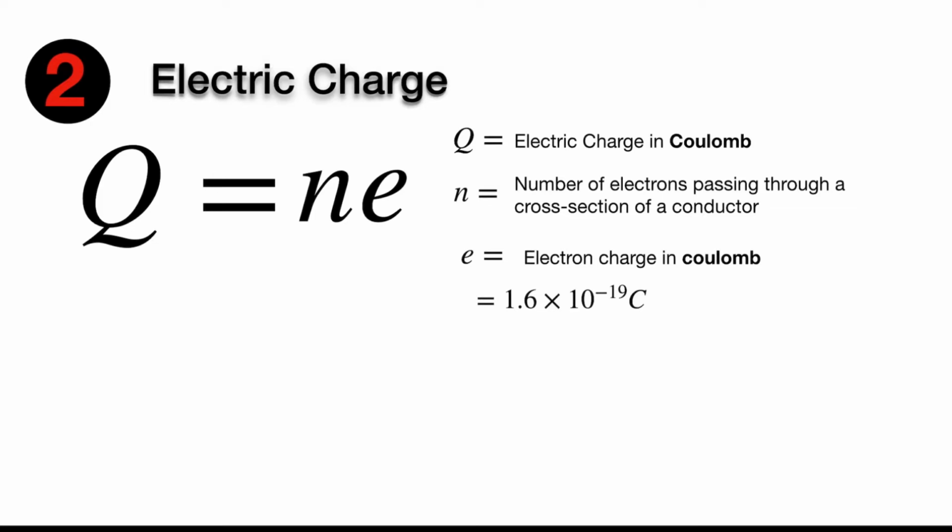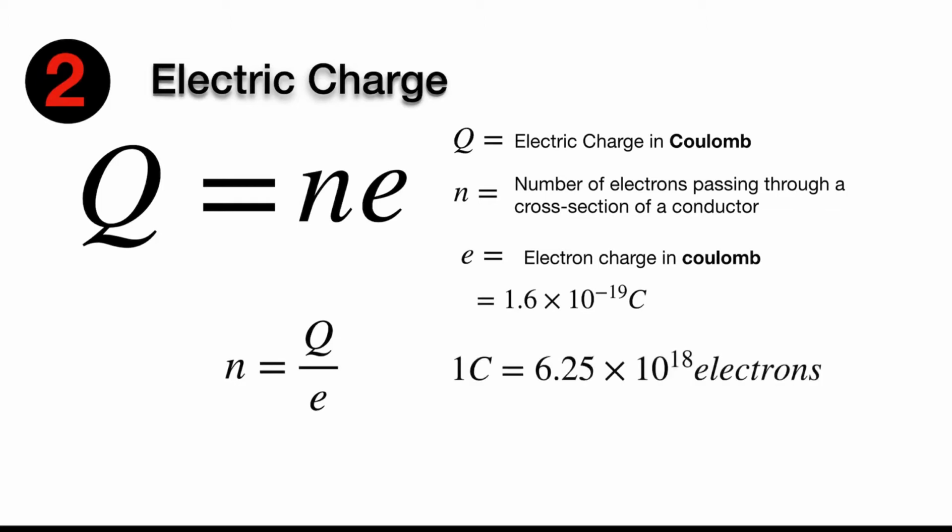Now if you want to know how many electrons are in 1 coulomb, then you have to use the same formula, n is equal to Q by e. Put the value of Q as 1 coulomb and divide by the charge on 1 electron, which is 1.6 into 10 raised to power minus 19 coulomb, and you will get 1 coulomb is equal to the charge on 6.25 into 10 raised to power 18 electrons.